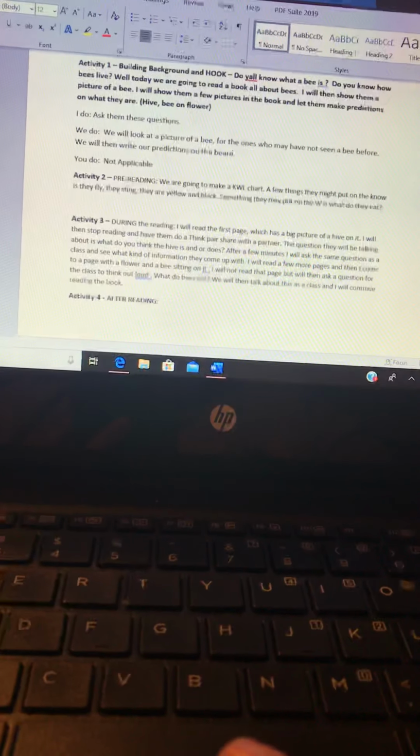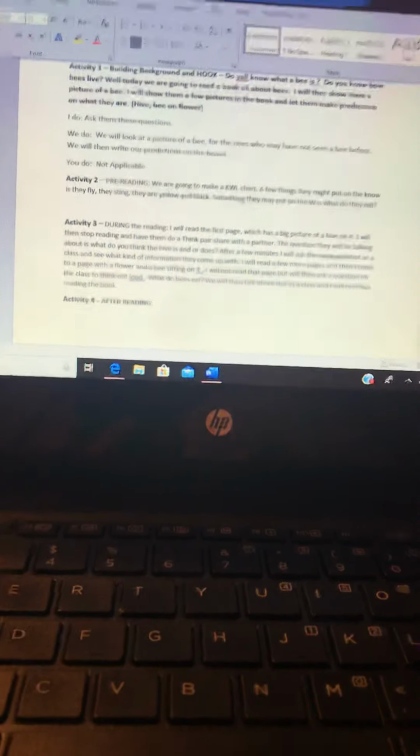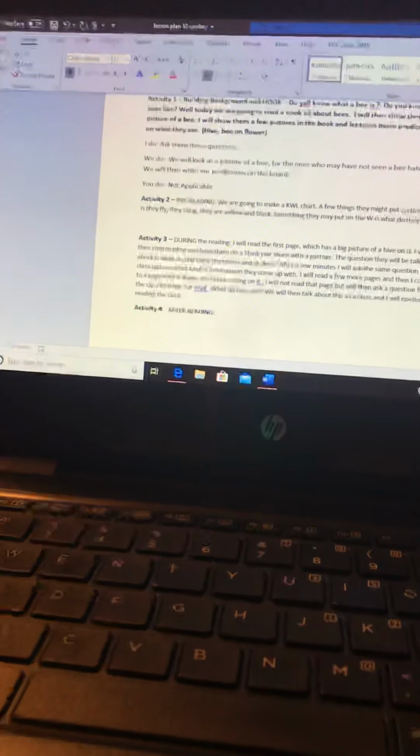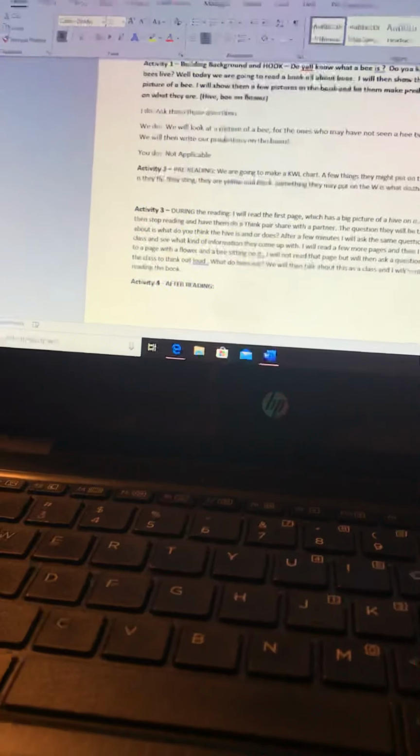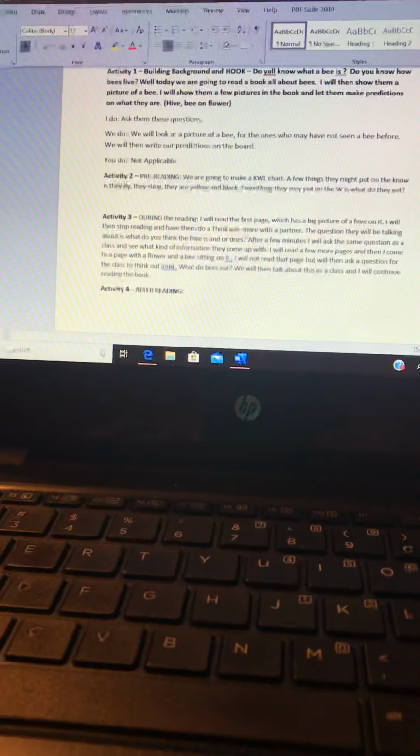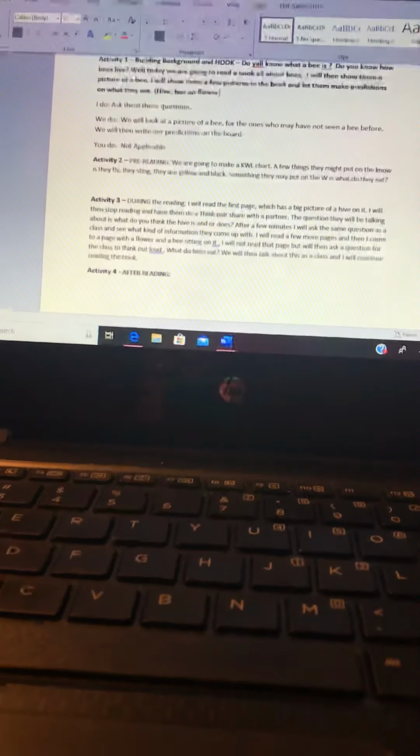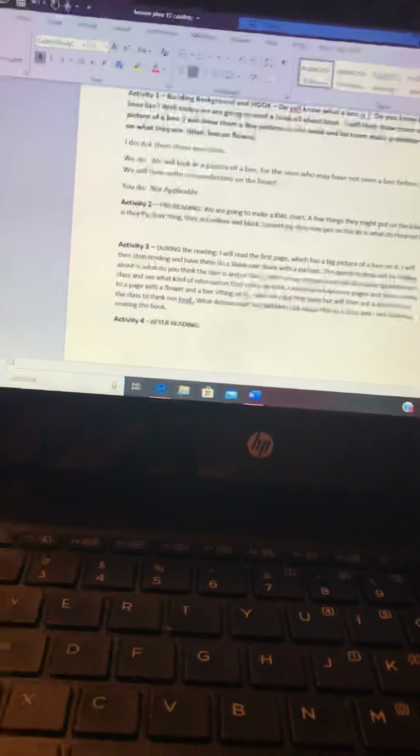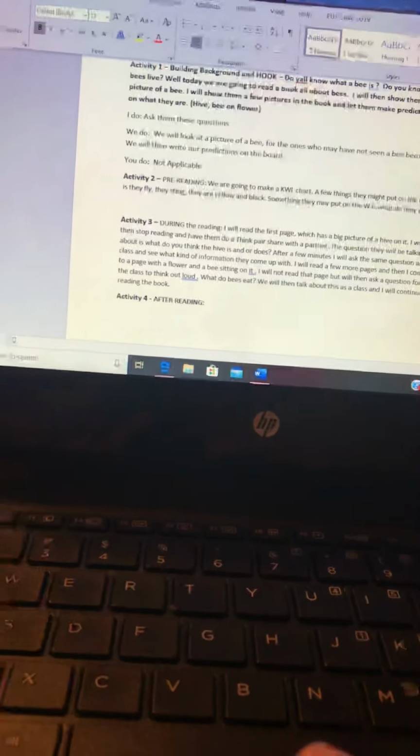So for my activity 1, my hook is, do y'all know what a bee is? And then they will answer. Do you know how bees live? And then, well, today we're going to read about bees. And then I'll show them a few pictures in the book, not the whole book, but just a few pictures, and let them make some predictions about the pictures, and I will write that on the board.